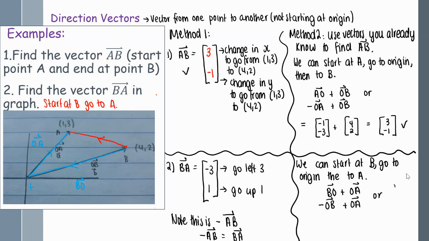Okay, OB we had from above was 4, 2. So minus OB will be -4, -2. And I know OA, well, remember that's just 1 unit to the right and 3 units up. So that will be 1, 3. If I add these together, voila, we're going to get -3, 1.